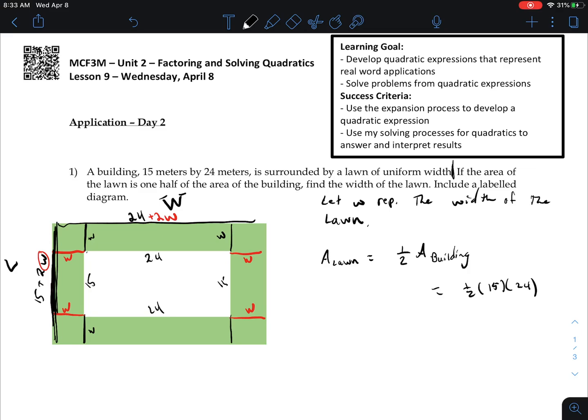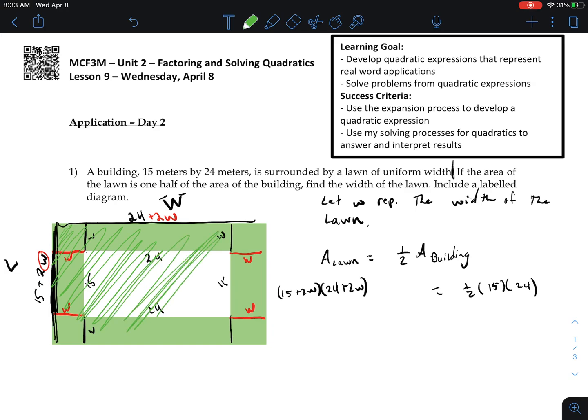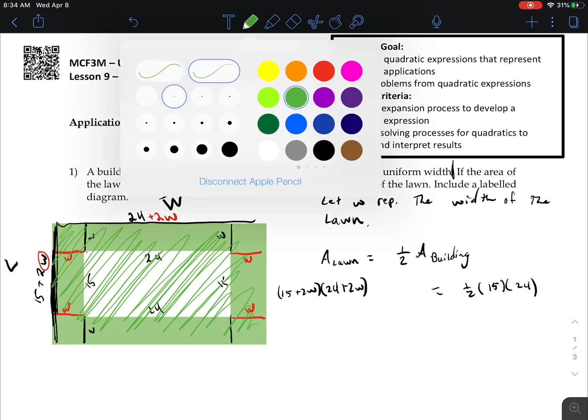We'll say 15 plus 2w multiplied by 24 plus 2w, right? Now, that's the area if the building was not there. That would tell me all of the grass. The problem is the building is there.